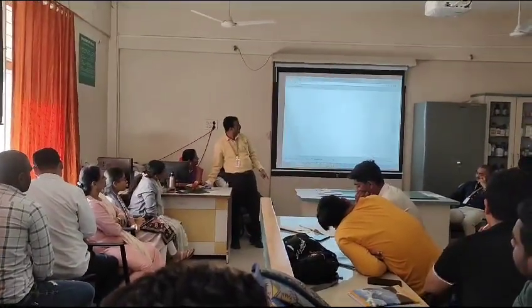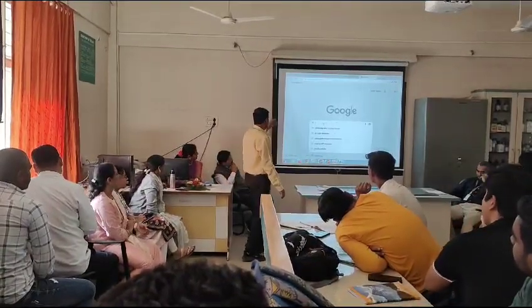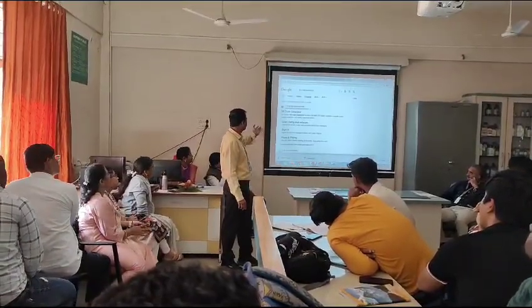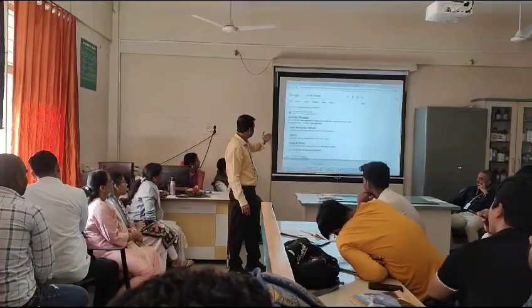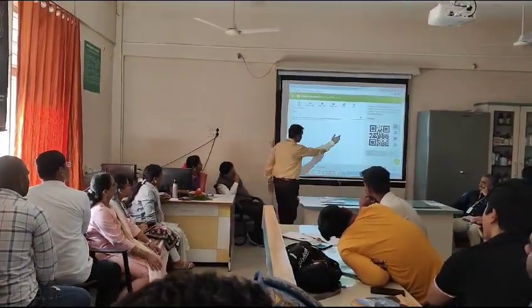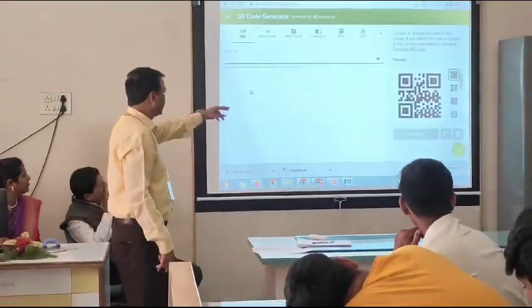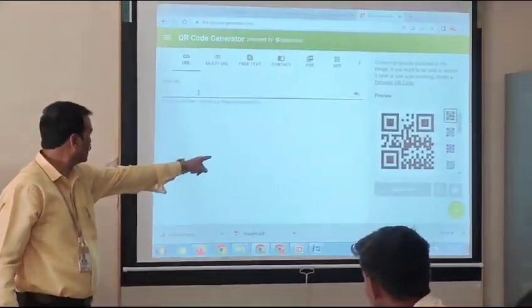Go to the QR code generator. Open the QR code generator. Okay, now see the difference. This will be the default QR code. We are going to copy our link. Now copy the link and see the difference.